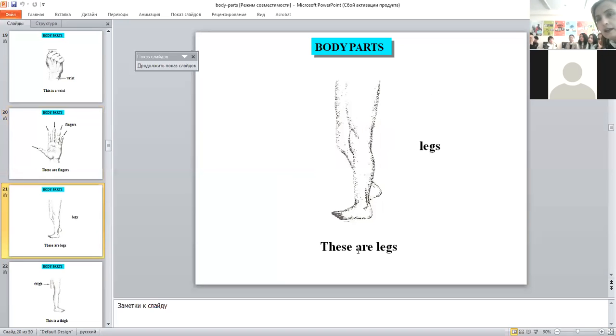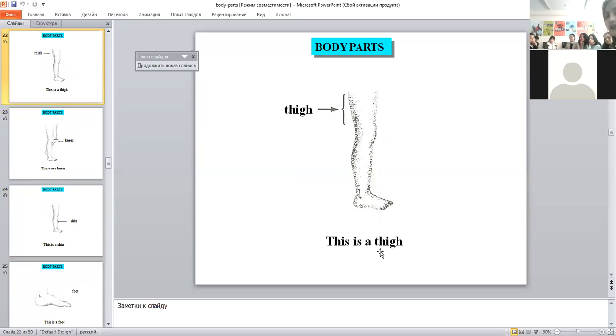The next one, pay attention to the part. This part up to here is called legs. These are legs. Pay attention to this part. Thigh.